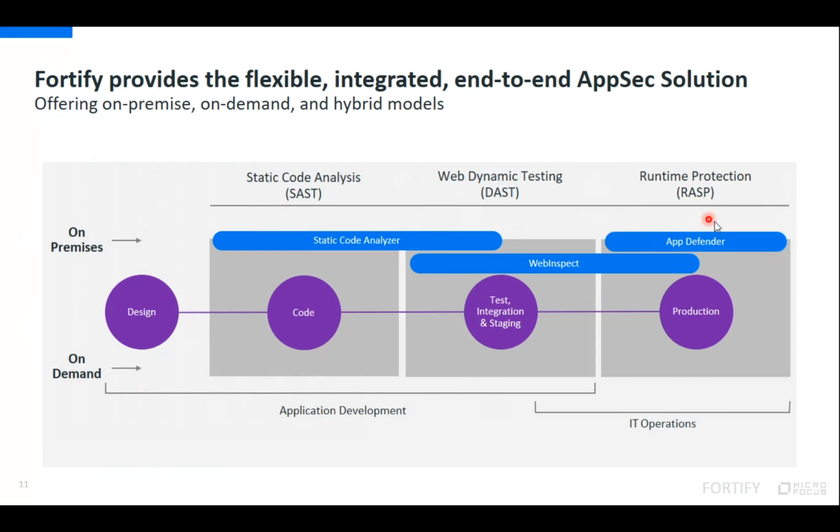Once the application is in production deployment, we have a third module called App Defender, which is runtime application protection. This third module is going to protect the applications in real time. If an attacker is attacking the application, like sending malicious code, App Defender becomes a barrier and protects that code from reaching the application. That is the protection module.